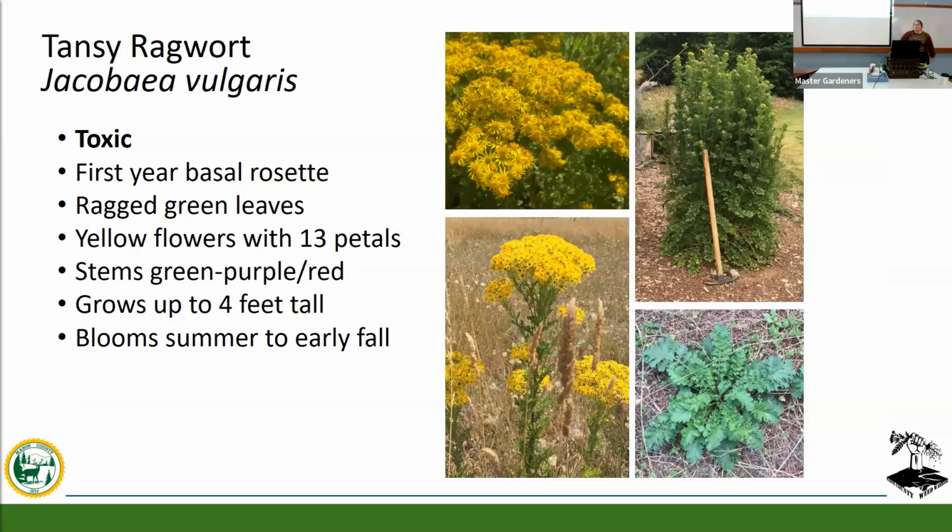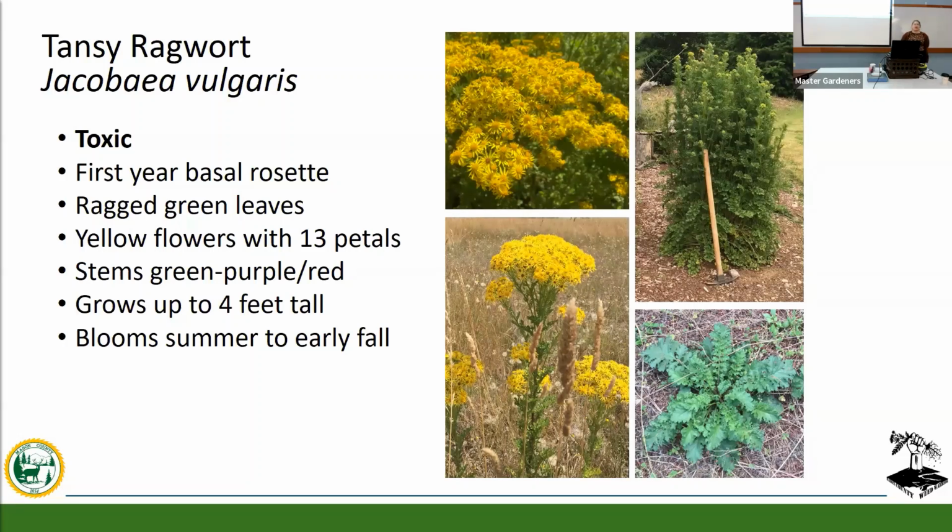Okay, tansy ragwort. So this is one of the more common noxious weeds that we have in Mason County. If you drive down the roadside in June, you'll see this blooming all over the place. It does require control, even though it is so widespread. It starts off its life cycle as a basal rosette. So you can see that there, it's a biennial.